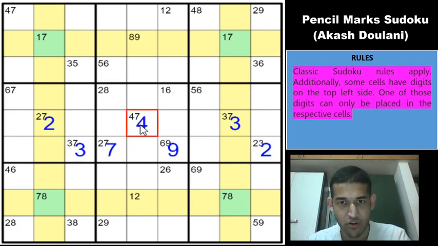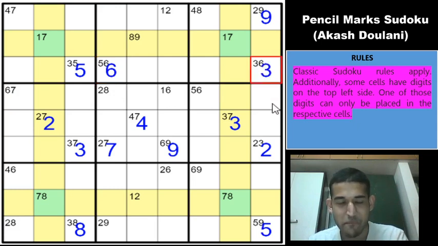This 7 gives a 4 here, this 2 gives a 9 here, which in turn gives a 5 here because 9 removes the 5 from this cell. This 3 gives us an 8 here, and this 3 also gives a 5 here, which gives a 6 here, which gives a 3 here. Beautiful, guys. Just because of spotting this X-wing, look at the number of digits that we have been able to place. Pencil marks is a very fun Sudoku to solve, really.